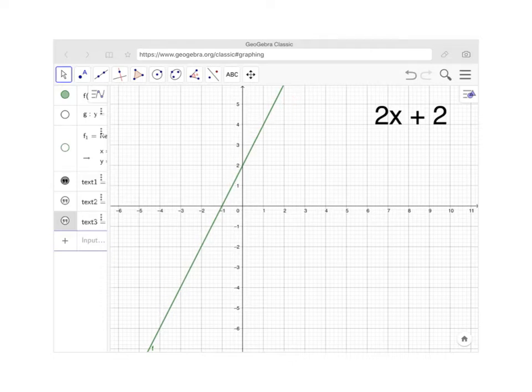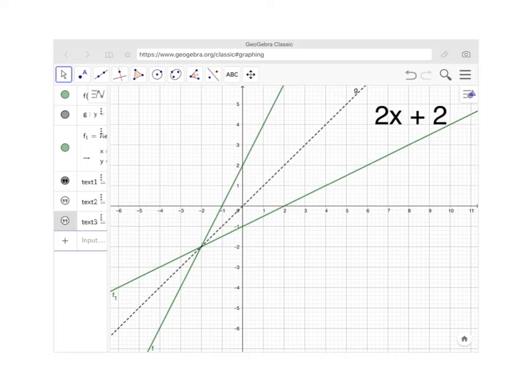And now let's see what will happen to the graph when it's reflected over the line. This is my line, y is equal to x. So the inverse, in other words, I will get the inverse graph. So this graph that you see here is my inverse graph, half x minus 1. So it's a reflection over the line y is equal to x.